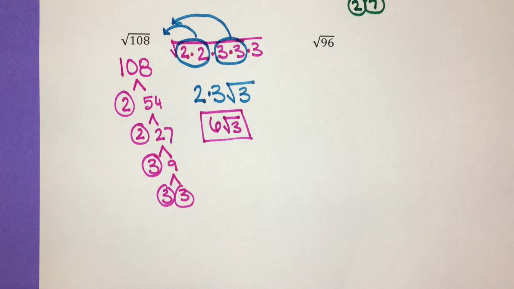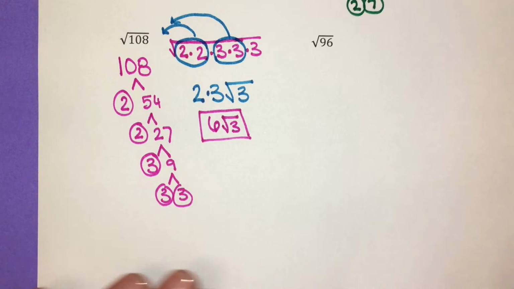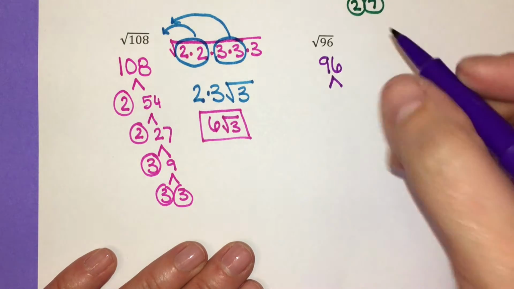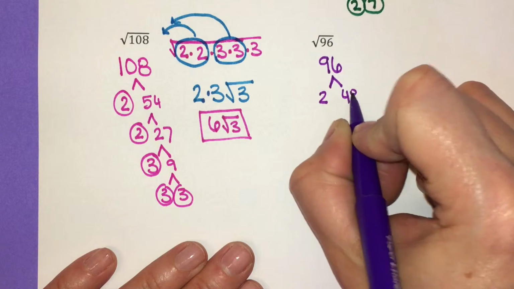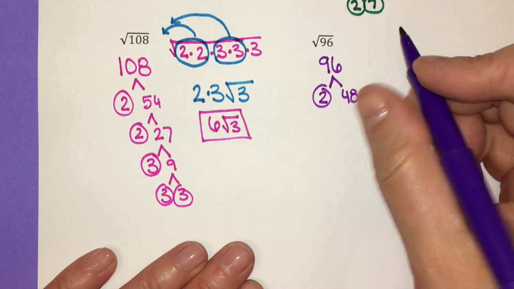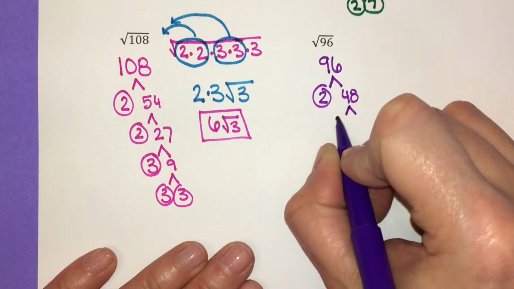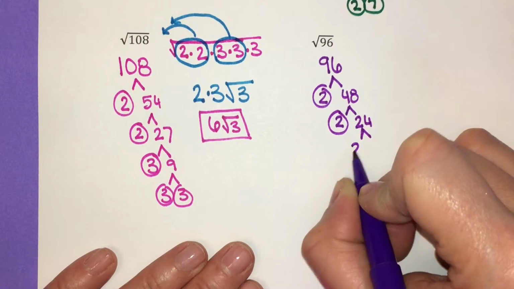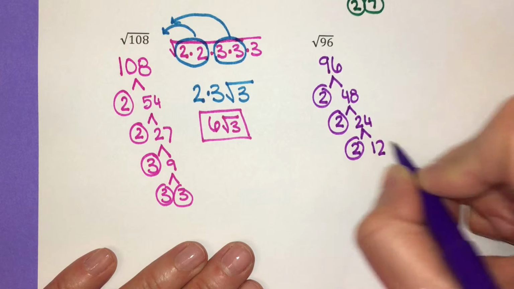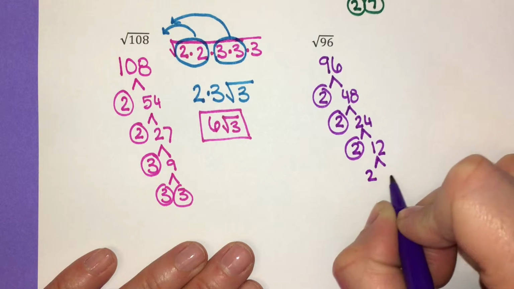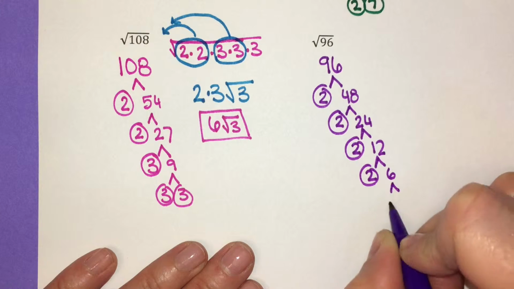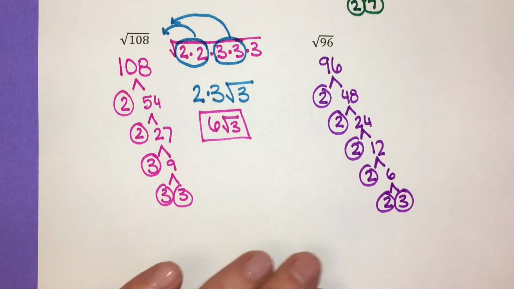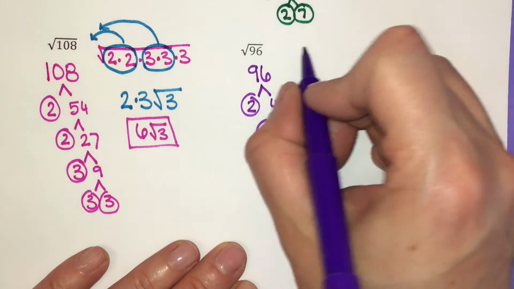Okay. We have one more. I'm going to break down 96. All right, 2 times 48 gives me 96. 48 breaks down to 2 times 24. 24 is 2 times 12. 12 is 2 times 6. And 6 is 2 times 3. Okay, so I'm going to write all this out.